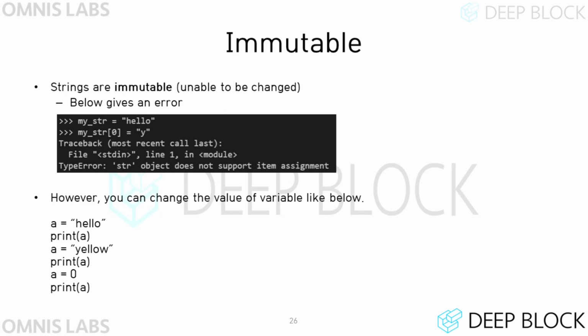In Python, strings are immutable types. This means that it is impossible to change the contents of a string variable. For example, when there is a value hello in the string variable myString, if you try to replace the first character h with y, an error occurs. However, as shown in the slide, if you reassign a new string to a variable, it is possible to store another string in the variable.